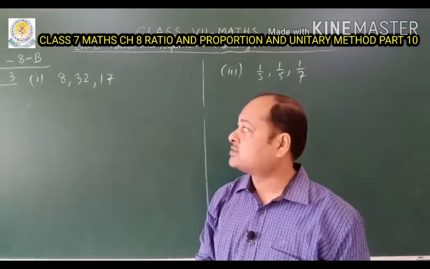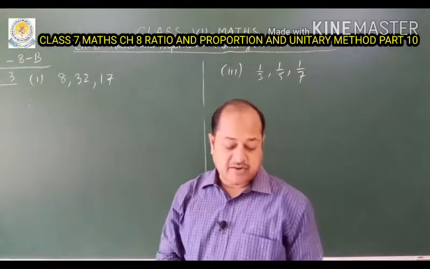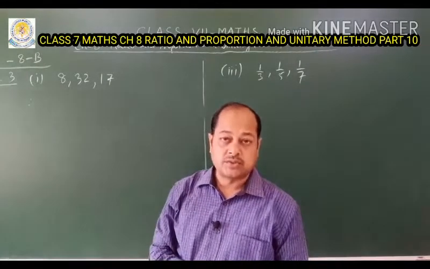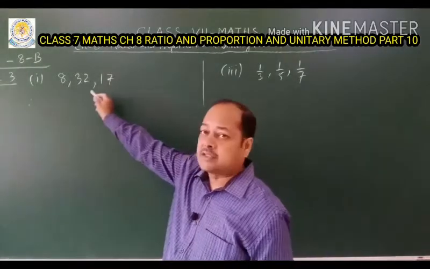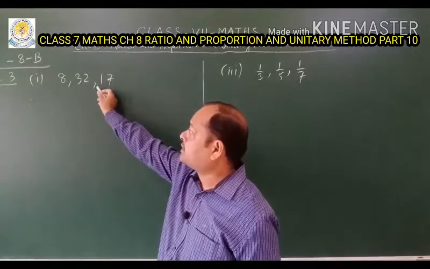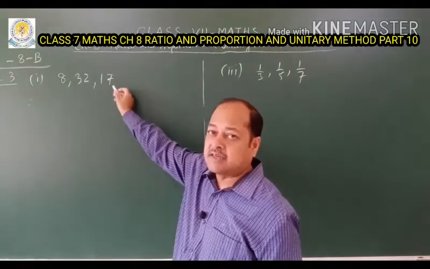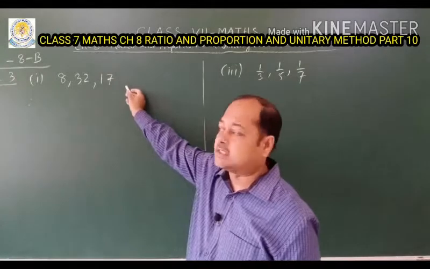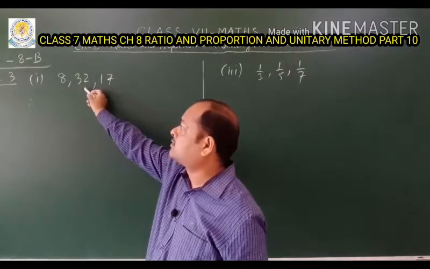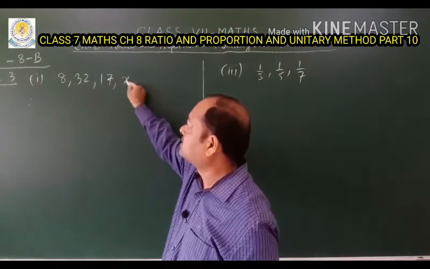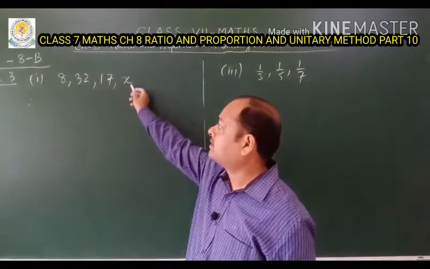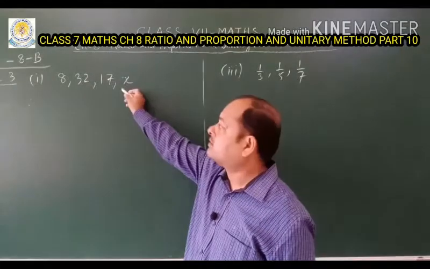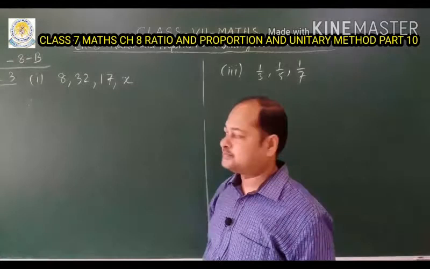Okay. What is question 3? Question 3 is: find the fourth proportional to. Here look at the first question: 8, 32, 17. Here three terms are given and the fourth proportional is missing. First proportional, second proportional, third, and fourth is missing. So what am I taking here? I am taking the fourth proportional as x.